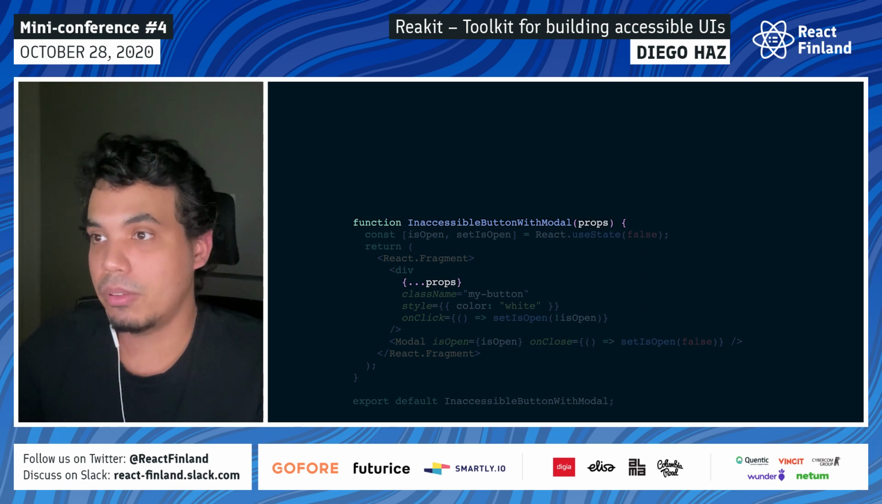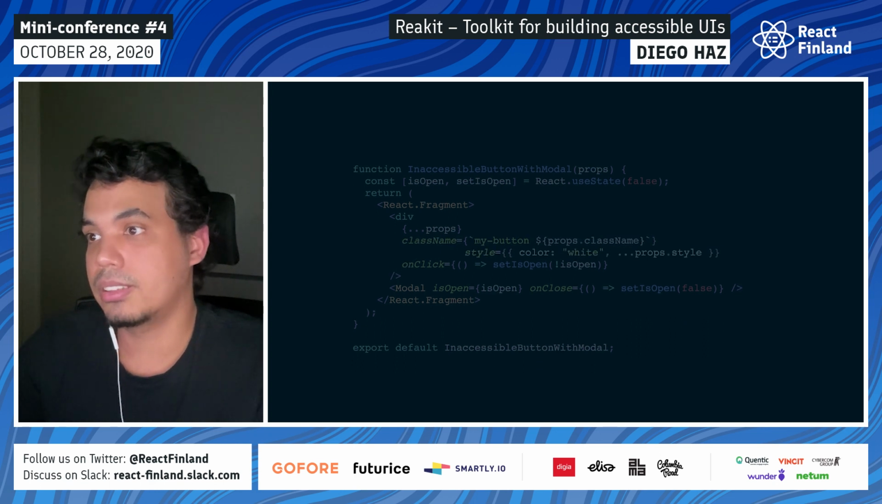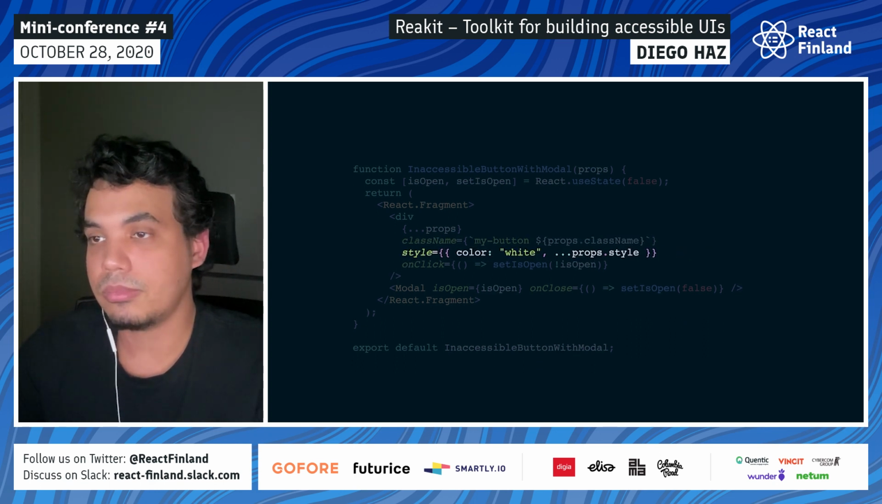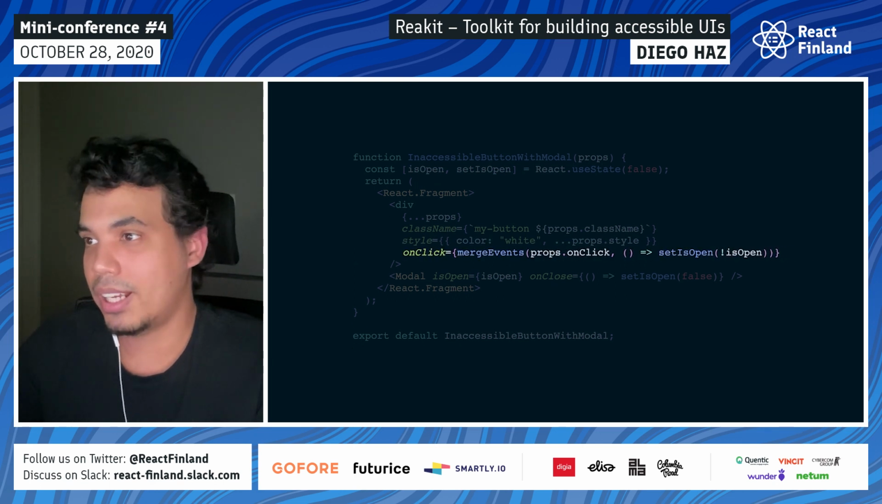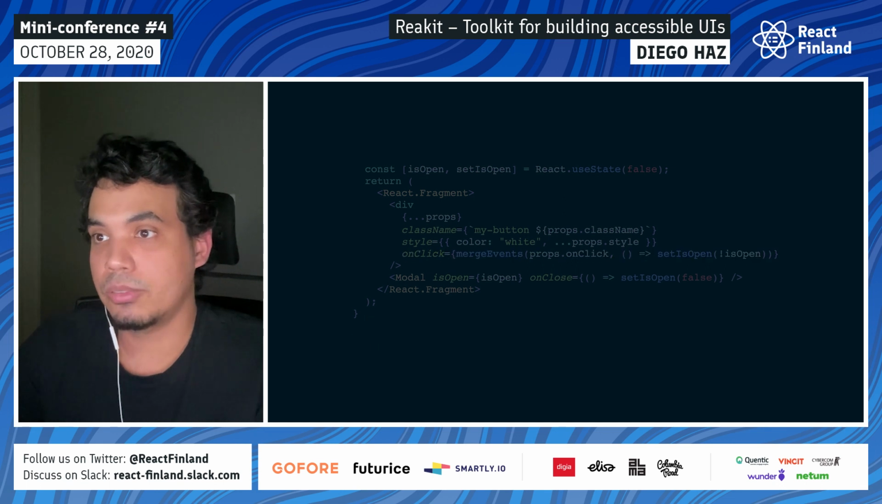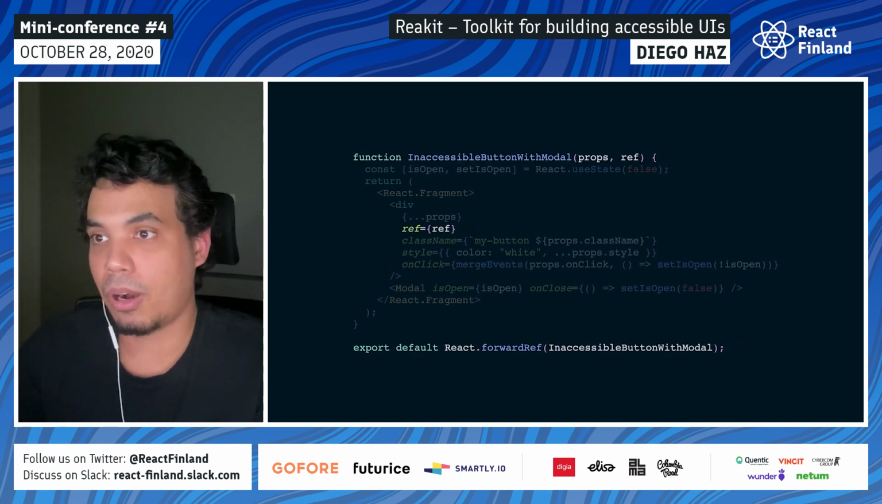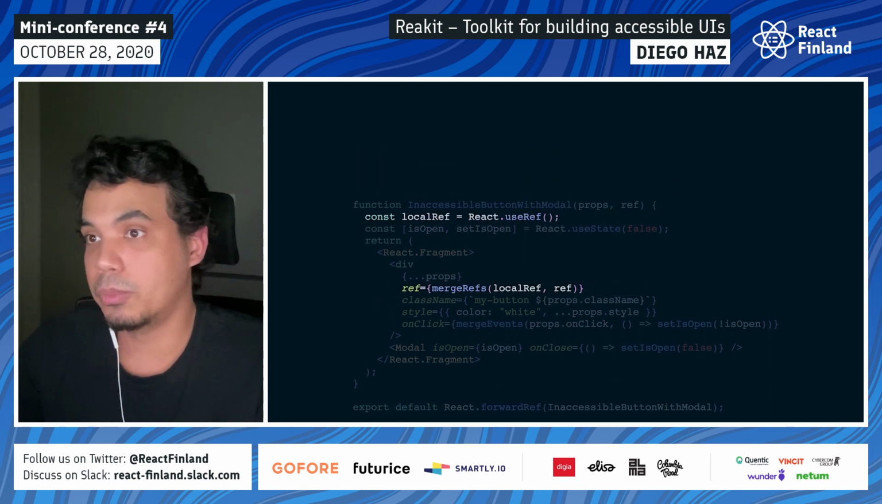Also, we have to enable the style to be customized from outside without having to modify the internals. So we'll merge the class name and the style props. We also have to merge the event props, so we can also add events from outside, and also forward the ref prop. If the component is already using a ref internally, we would also have to merge the refs.